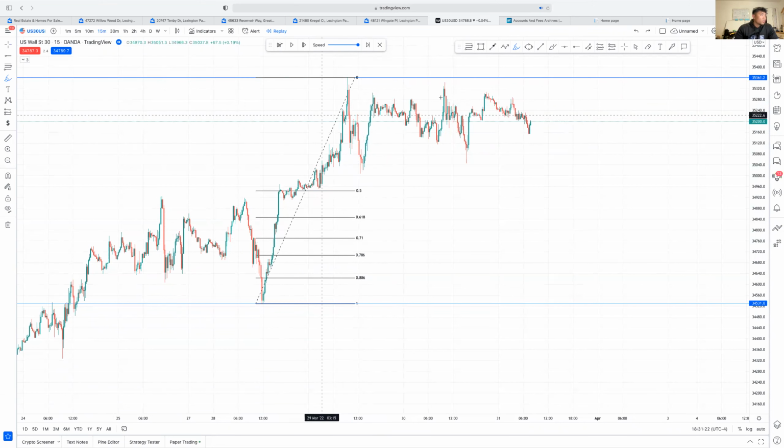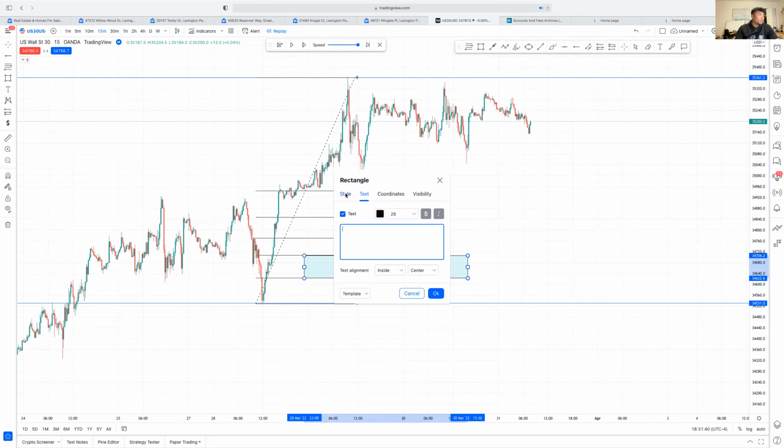The real golden zone when it comes to how the banks trade is actually 786 and 886. And I'm going to prove that to you guys in a second. So what I'm going to do is go ahead and mark that up for you guys as so. I'm going to go ahead and get rid of that background.